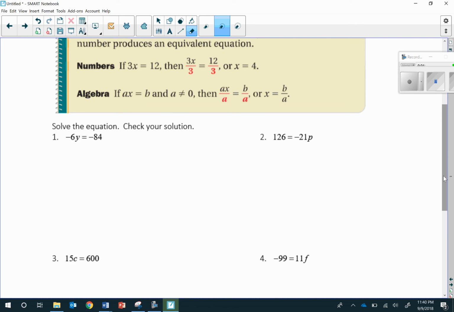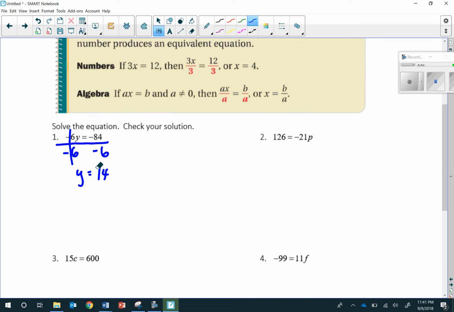We have negative 6y equals negative 84. In order to get y alone, we're going to use the inverse operation of multiplication, which is division. So in this case, we're going to divide both sides of our equation by negative 6. Negative 6 divided by negative 6, that cancels, leaving us y equaling 14. Positive 14 times negative 6 does in fact equal negative 84.